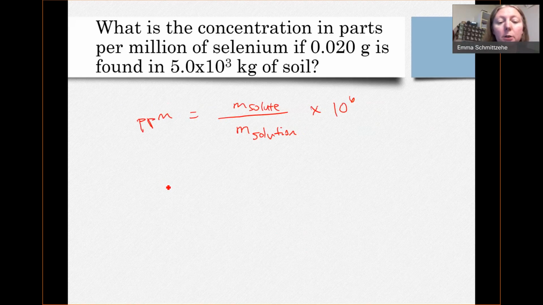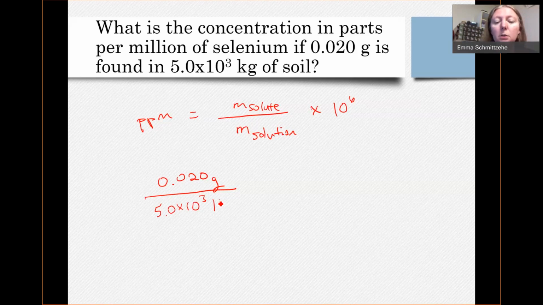So it's 0.020 grams. And our solution is actually the soil. So this is a solid solution in this case. And so soil is made up of all kinds of stuff. And so we're not even concerned about all the other stuff that's in there. We're focused on how much selenium is in that mixture of soil. Okay, so 5.0 times 10 to the third kilograms is on bottom.